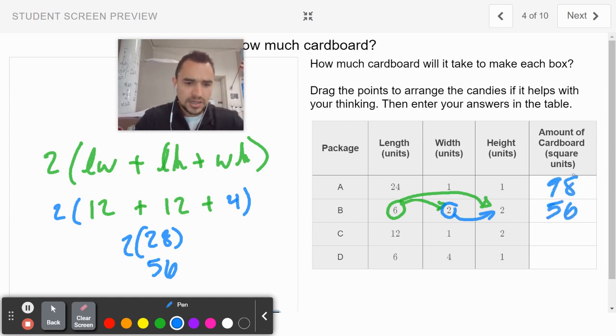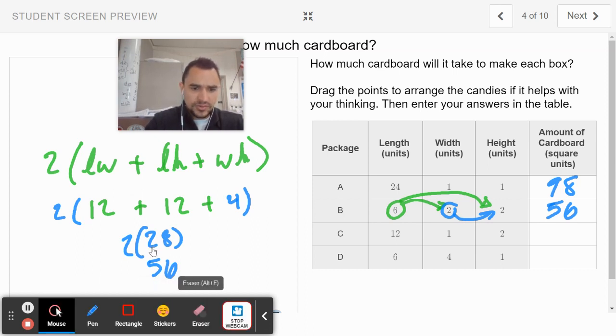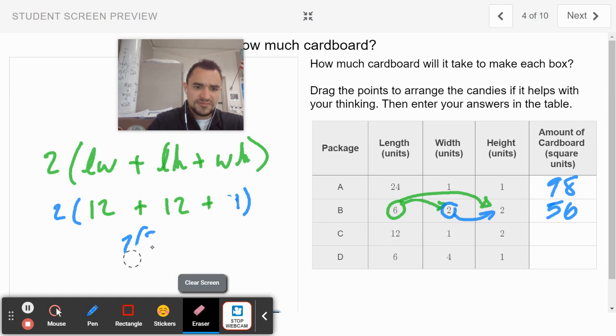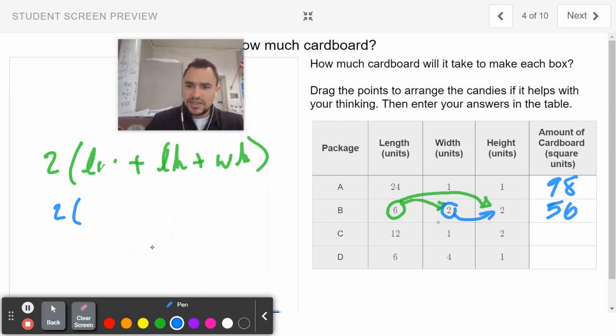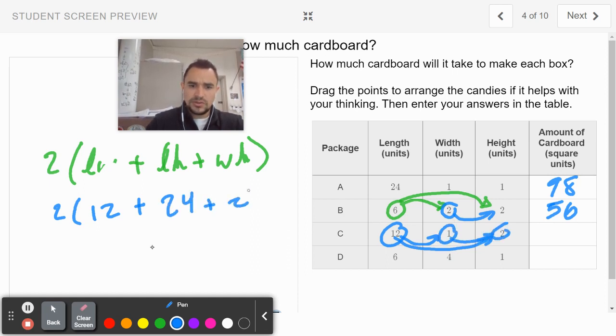All right. Let's keep going. Back eraser. All right. So let's go back. Now we're going to do 12 times 1, which is 12. 12 times 2, which is 24. And then 1 times 2, which is 2. So that's 38. I'm sorry, times 2, that's 76.